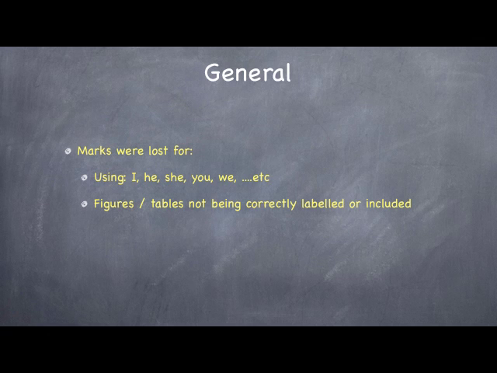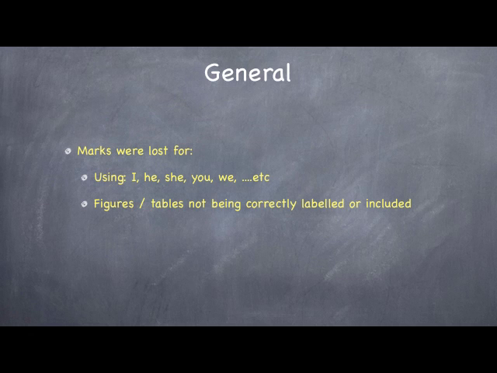One other thing that I forgot to mention is that marks were lost for using I, he, she, you, we. What is always used in lab reports or any technical report is "it can be seen", or "the objective of the experiment was to do this or do that". Never ever in any report use I, he, she, you or we. Marks will automatically be deducted.